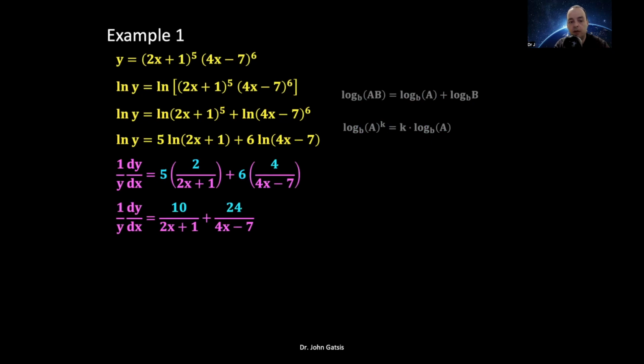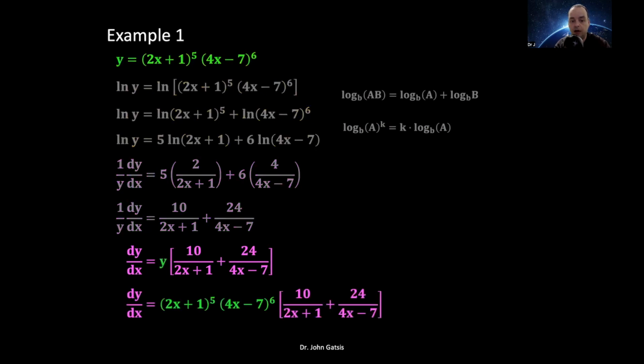And the only thing now we have to do is to get that y on the other side so we can isolate for dy/dx. This will always be the case. So what you're going to do is just move the y over by multiplying both sides by y, and then replacing y with the original function. And there it is. That's the process.